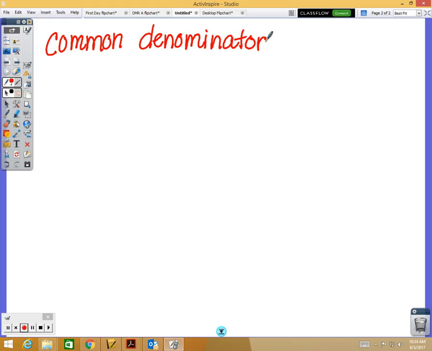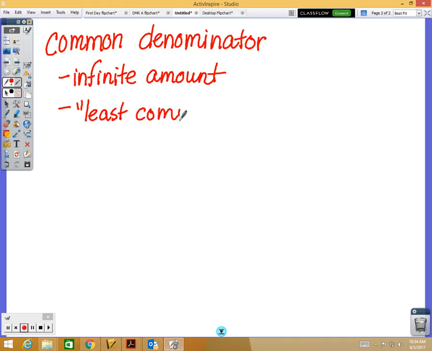And there are an infinite amount of common denominators. Okay, what does infinite mean? Never ending. There's a never ending amount of common denominators that we could come up with. Okay, so infinite amount. But typically, we choose one in particular, and that would be called the least common denominator, right? We'll abbreviate it LCD.